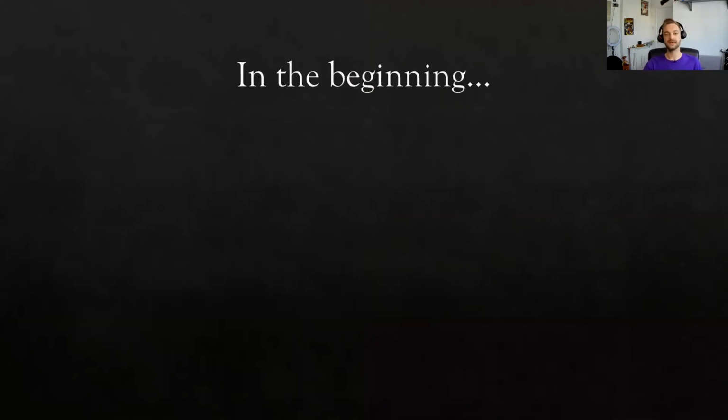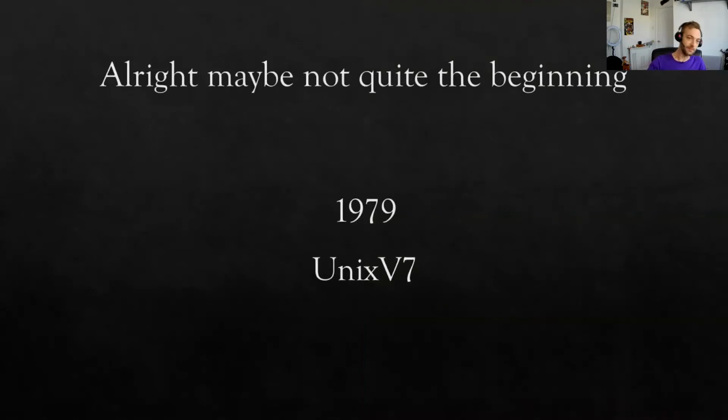Okay, so like I said, in the beginning, let's go through a bit of history here. In the beginning, well, maybe not quite the beginning, but in 1979, Unix v7 was introduced. And this is when the chroot system call was introduced. This changed the root directory structure in the file system on Linux. So this was really the first step towards what we now know as containers.